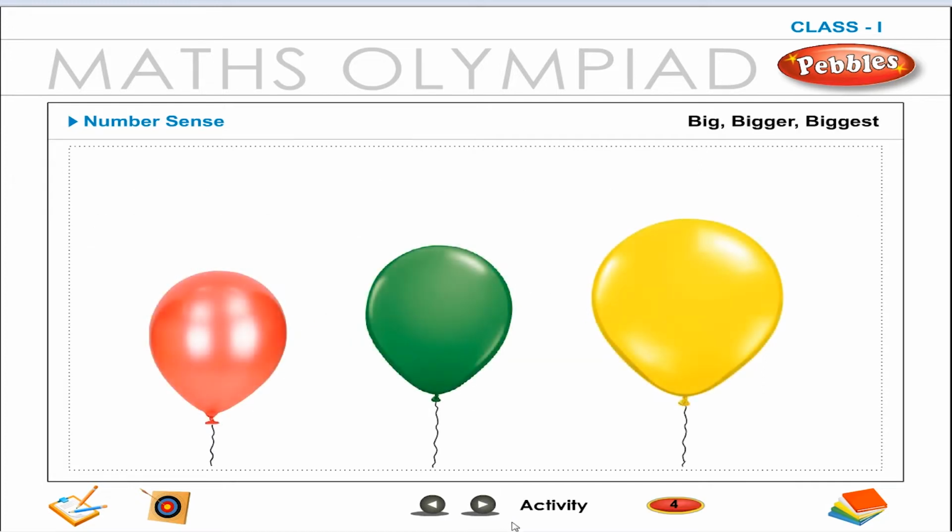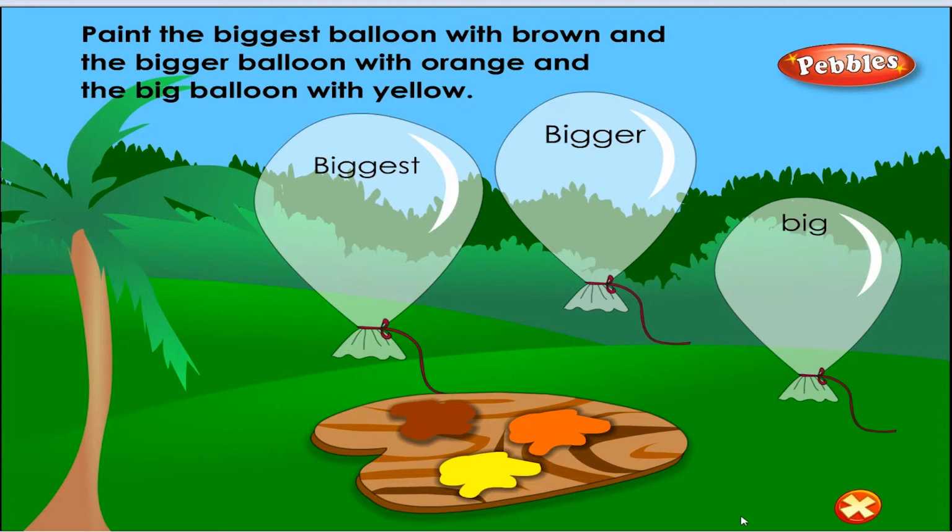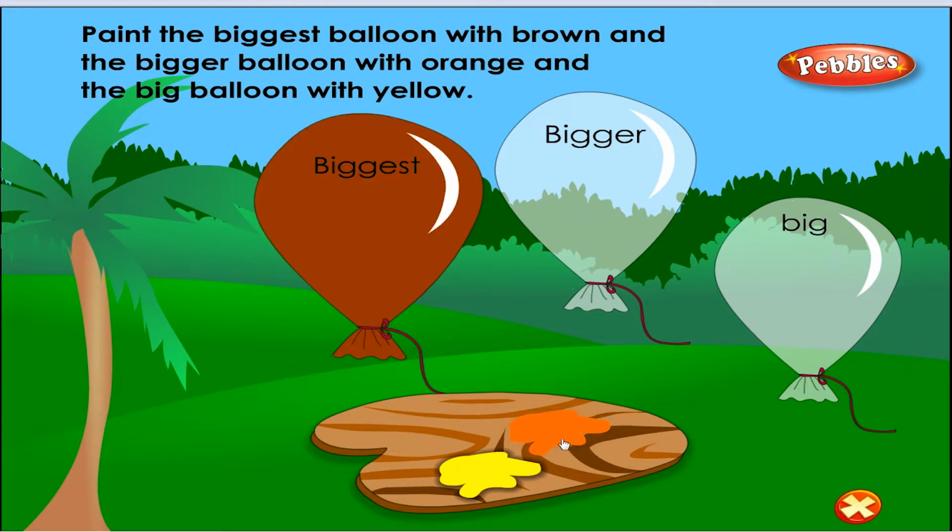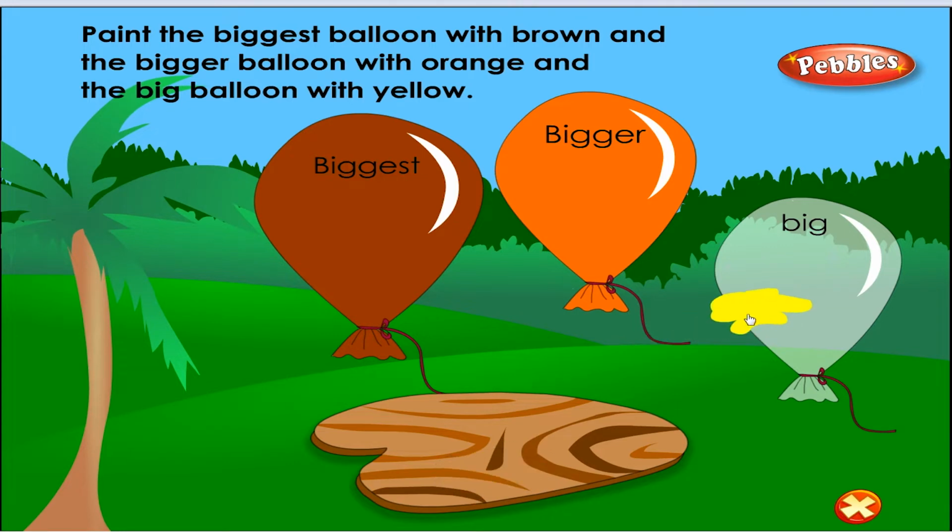Big, bigger, biggest. Look at the picture above. The red balloon is big. The green one is bigger than the red. And the yellow balloon is the biggest of all three. Paint the biggest balloon with brown, the bigger balloon with orange, and the big balloon with yellow color. Excellent!